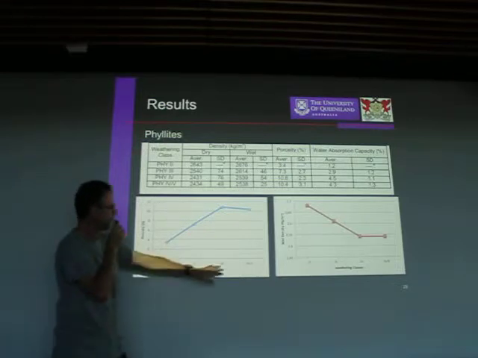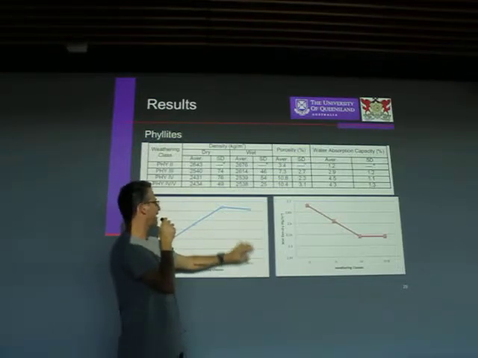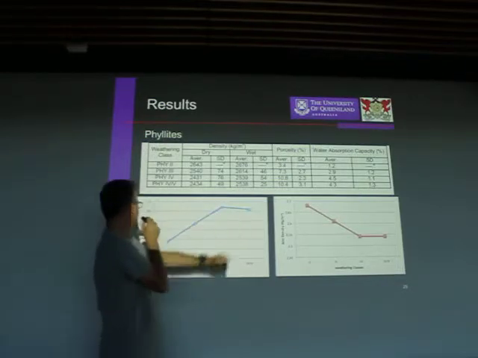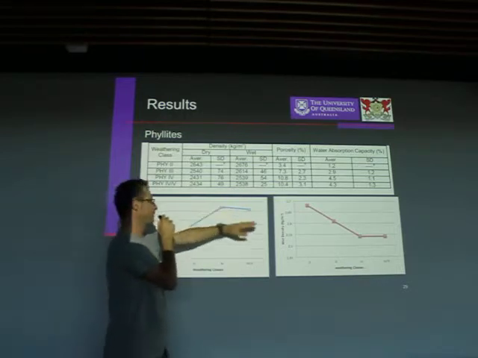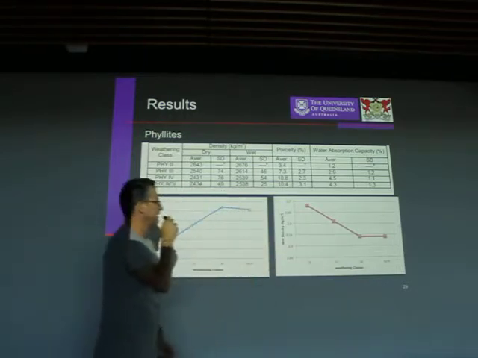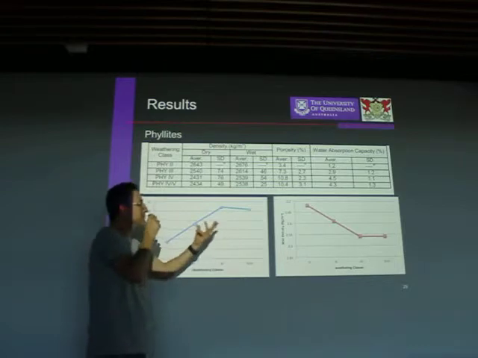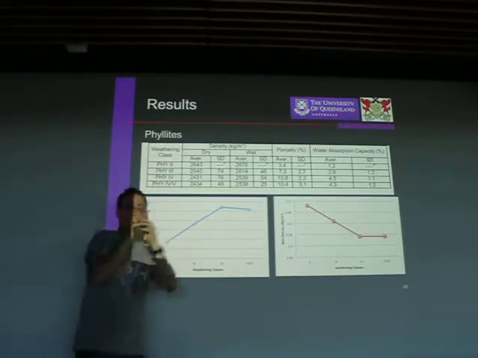Okay? For layers 4 to 5, we have a small decrease in porosity, and almost the same density, but as I have mentioned, this is expected because of the mineralogy.